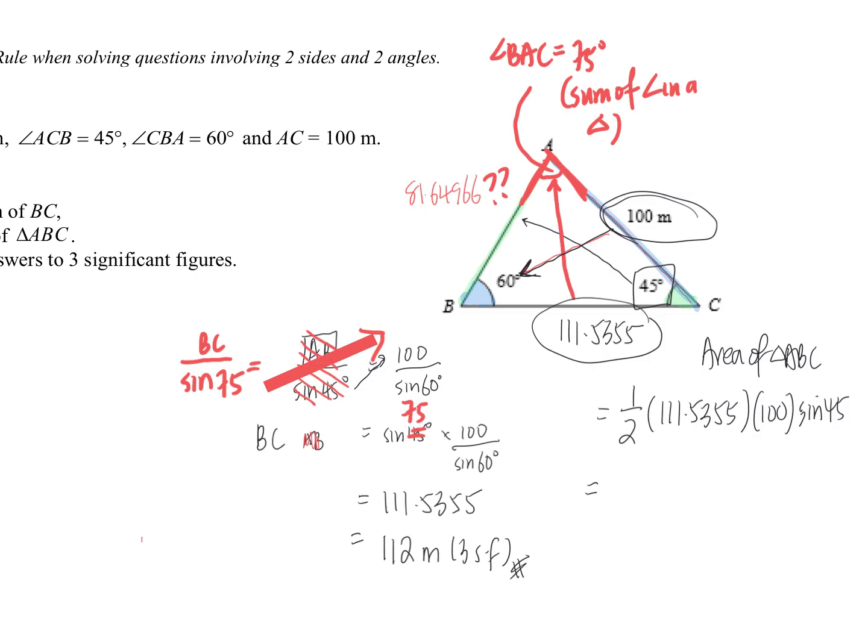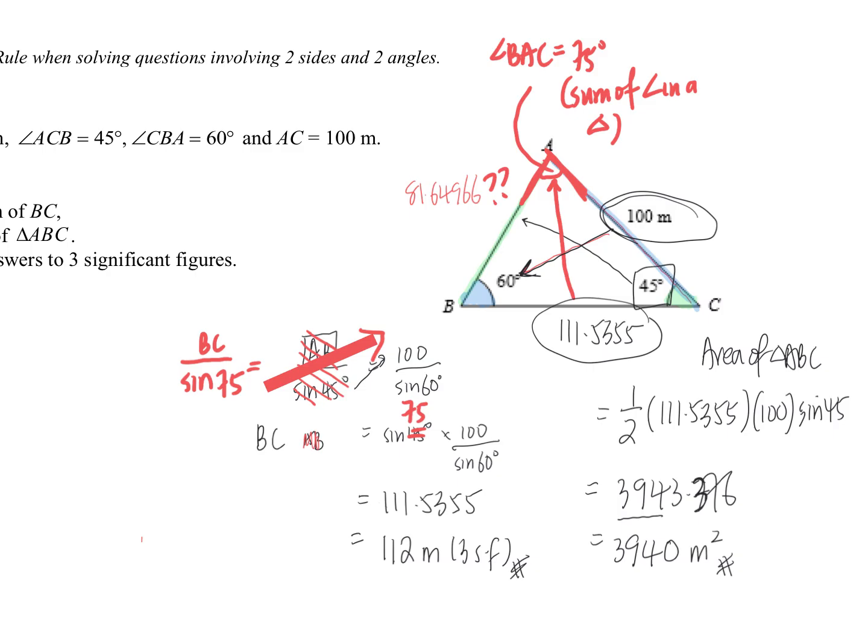Amishi, what happened? So 3943.376. So to 3 significant figures, 3940.